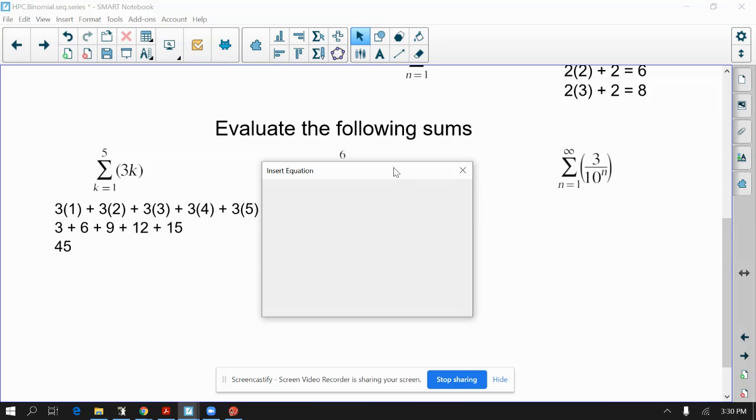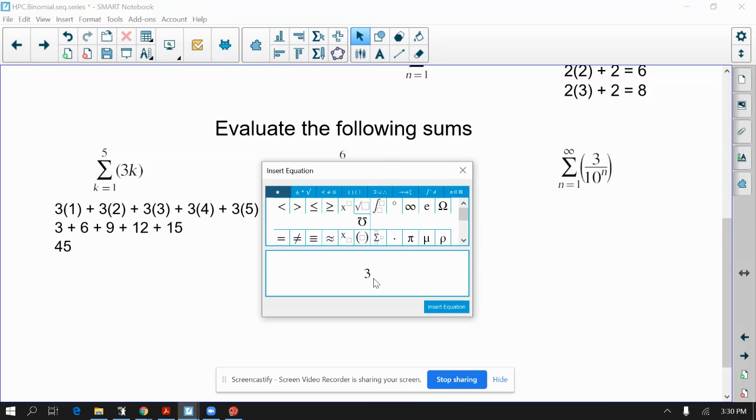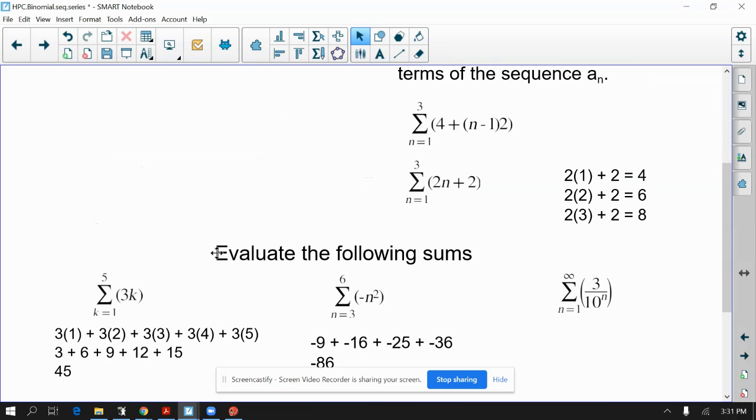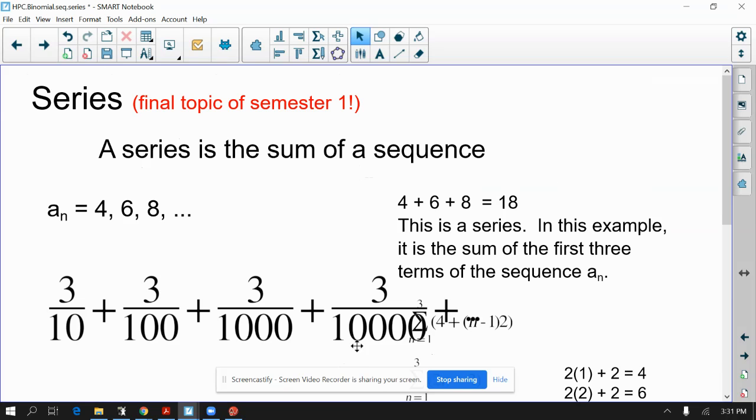Program up here. So I got 3 divided by 10 to the first, plus 3 divided by 10 to the second, which is 3/100ths, plus 3 divided by 10 to the third, plus 3 divided by 10 to the fourth, and on and on and on we go. Well, I hope you didn't get a common denominator and then start adding all those things up.